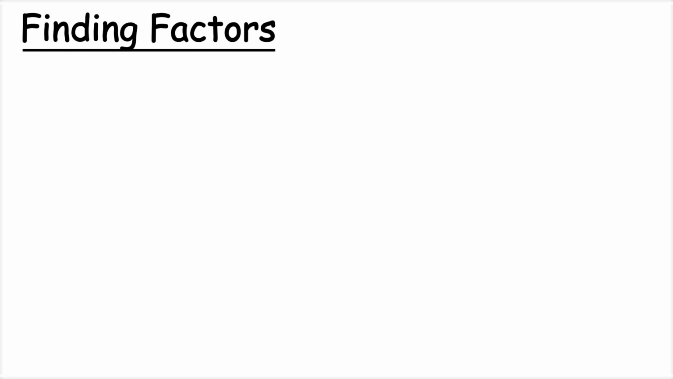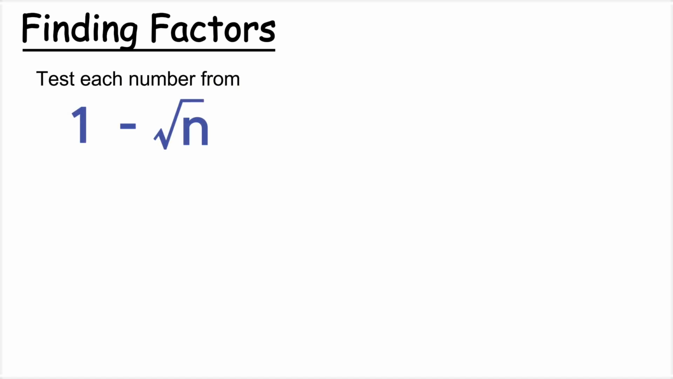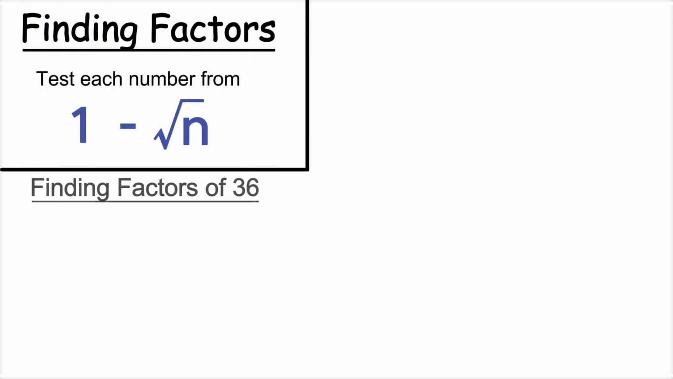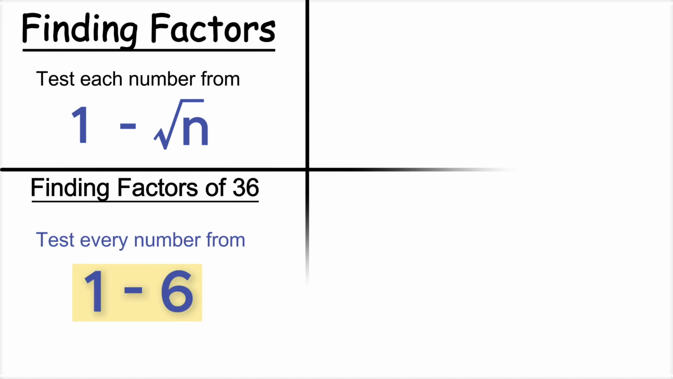To find all the factors of a number, you have to test each number from 1 to the square root of the number to see if it divides the number. For example, to find all the factors of 36, you need to test every number from 1 to the square root of 36 to see if it divides the number. The square root of 36 is 6, so test every number from 1 to 6.